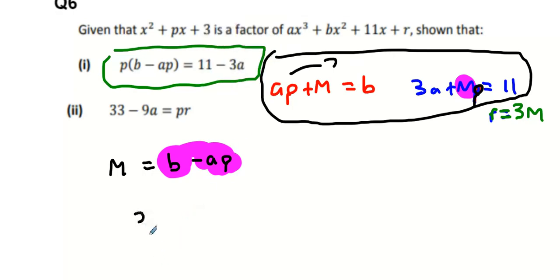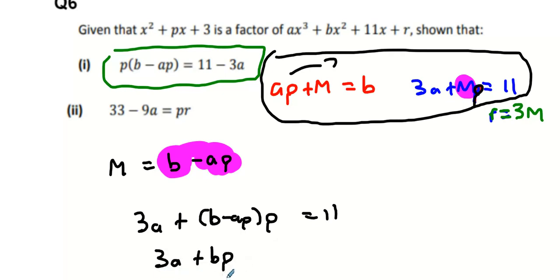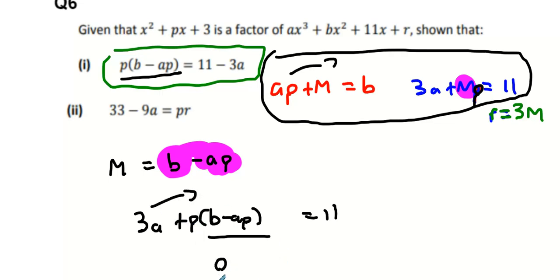Okay. 3A plus B minus AP times P equals 11. Now we need to multiply that out. 3A plus BP AP squared. Actually, wait. No, I shouldn't do that. Look at your answer. We're actually much closer than we think. Leave it like that. Why do I leave it like that? It's already like that, isn't it? Just move the P to the front, 3A to your side. There you go. 11 minus 3A. Is that okay with you guys?